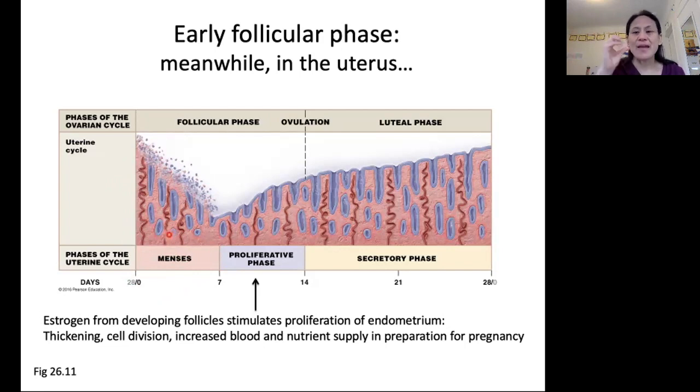But what happens during the second half of the follicular phase is that, remember, we have that estrogen being made by the follicles in the ovaries, okay? That estrogen makes it to the uterus where it stimulates proliferation. Proliferation is basically cell division, a building up of the wall. So our cells are undergoing cell division to make the wall thicker. At the same time, we are trying to provide the supplies that we need. So we're going to increase our blood and nutrient supply to that tissue. And again, that's going to be in preparation for pregnancy.